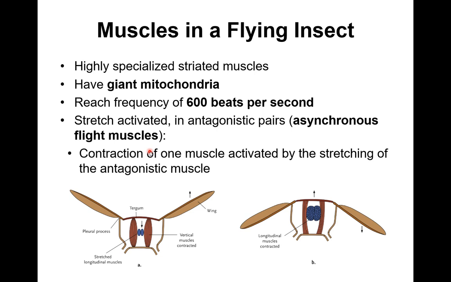Now, here is also an example of what you can see in flying insects, which again are invertebrates as well. How does it work? Their flying is under the control of a pair of muscles, which are referred to as asynchronous flight muscles, which produce the opposite effect compared to each other. They work in pairs, and they work at extremely fast speed. They can produce about 600 beats per second, just to give you an idea.